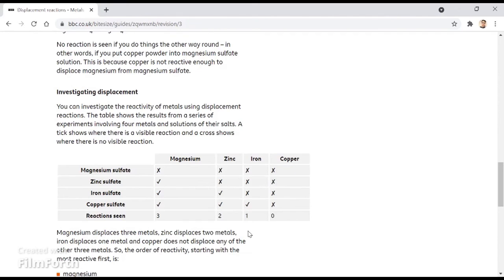So the reactivity order will be, in brackets, descending order. Write below: Mg, Zn, Fe, Cu. Okay, that's all for today, and now you need to draw this table. Okay, clear?